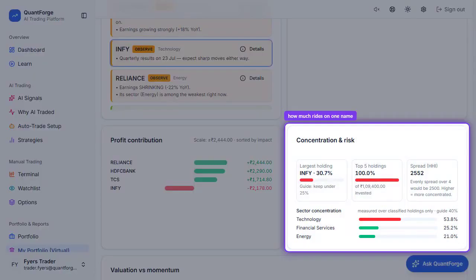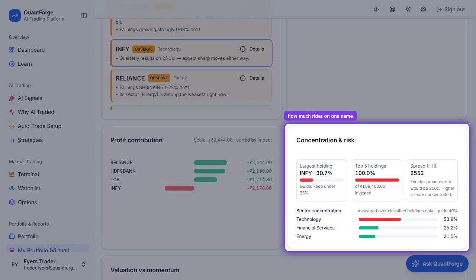Now a risk panel with 3 boxes. Largest holding: how much of everything rides on one company, against a guide of 25%. Top 5: how much sits in just 5 names. And spread, which is a single number for how evenly your money is divided.